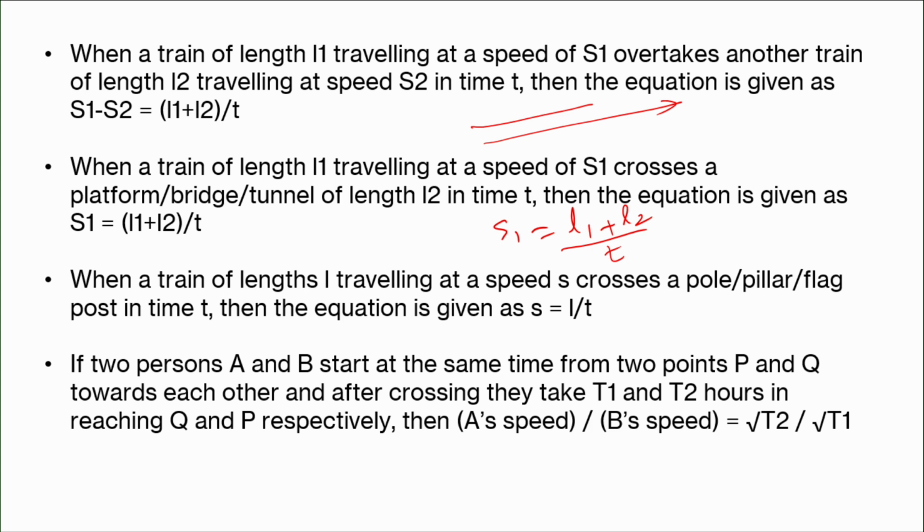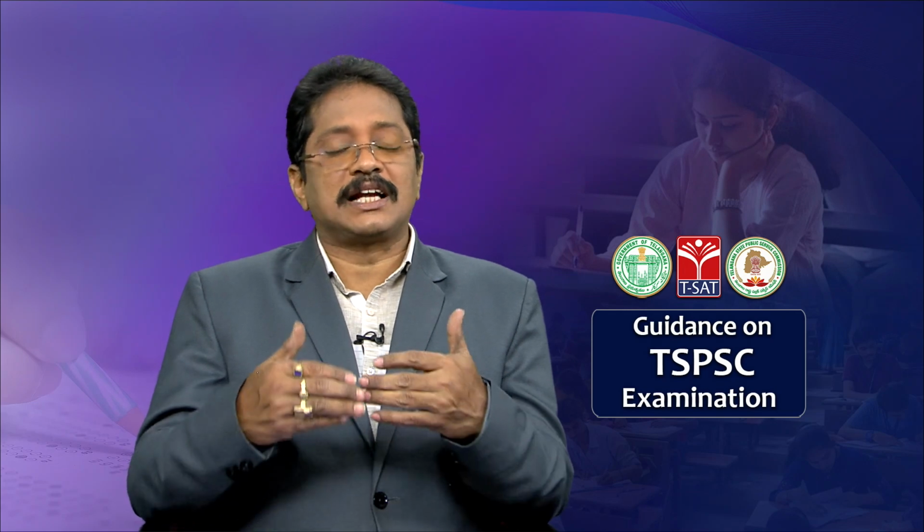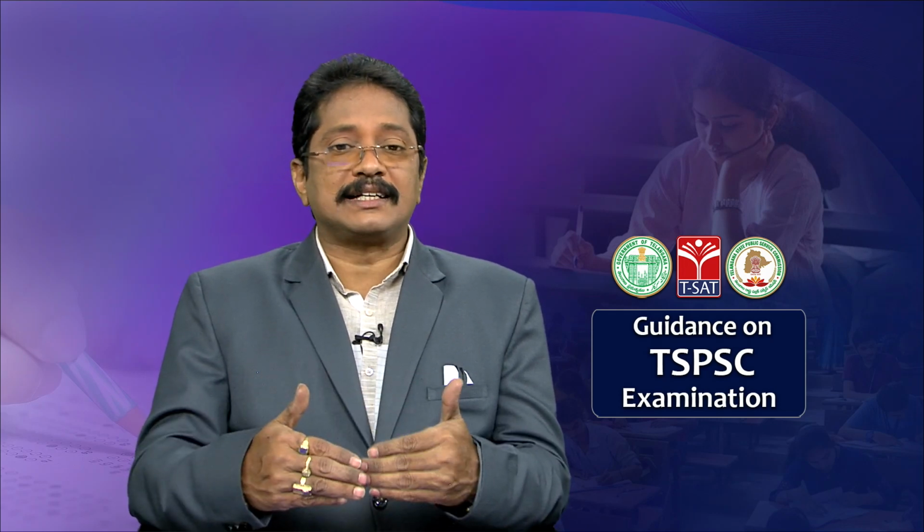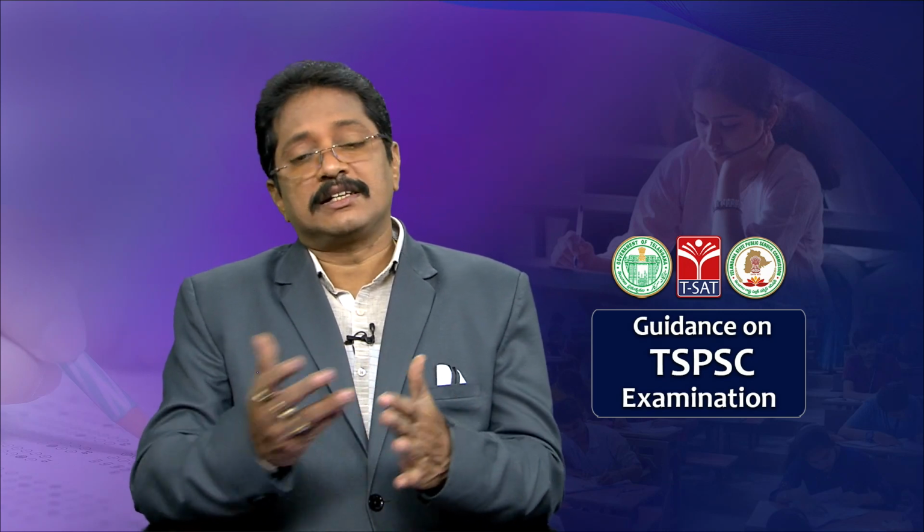If two persons A and B start at the same time from two points P and Q towards each other, and reach Q and P in times t1 and t2 respectively after crossing, then A's speed by B's speed is equal to under root t2 by under root t1. Clear? These are the different formulas which are highly useful for doing problems based on speed, time and distance. When you practice it, it's very simple.